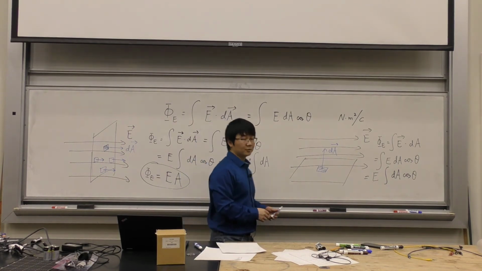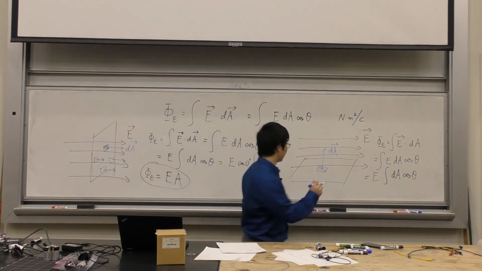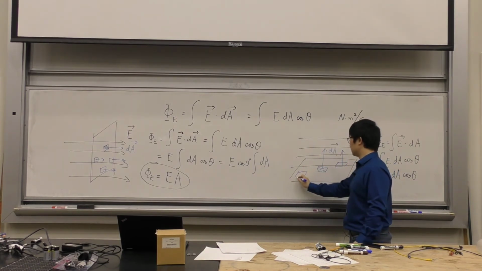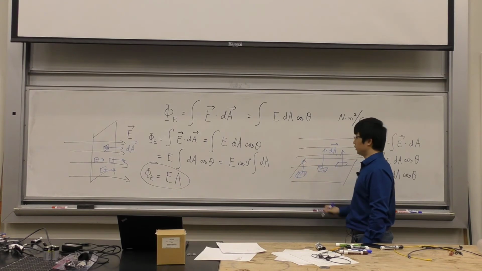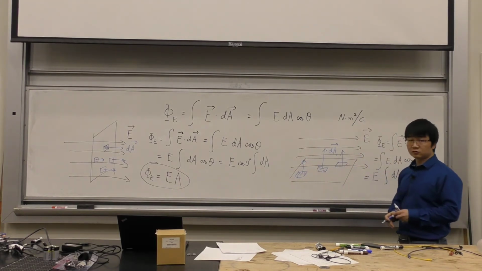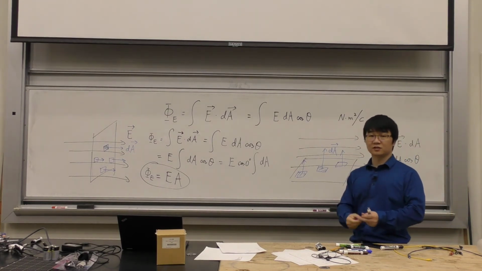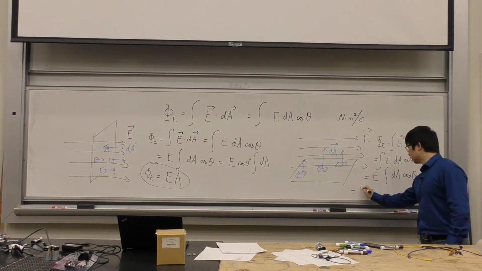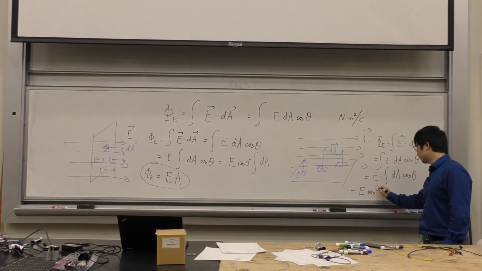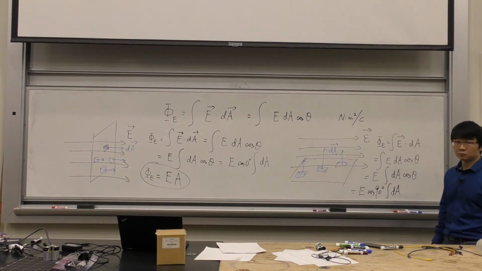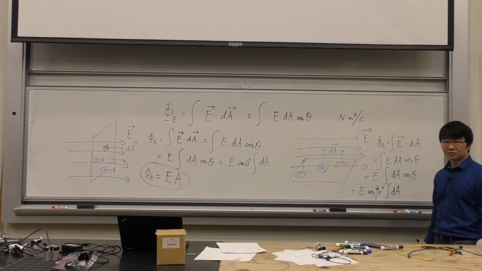It's going to be 90 degrees everywhere, because you pick a small element here, that's the dA you draw, and a small element here, that's the dA you draw. You will get 90 everywhere. So the cosine theta is not going to be a variable, it's going to be a constant in this very special case. Take it out: E cosine 90 dA. Now I don't even need to do anything more. Cosine 90 is 0, and whatever multiplied by 0 is 0.